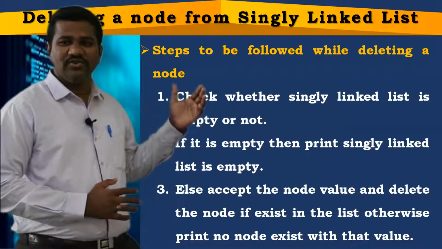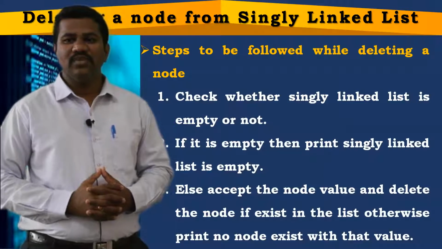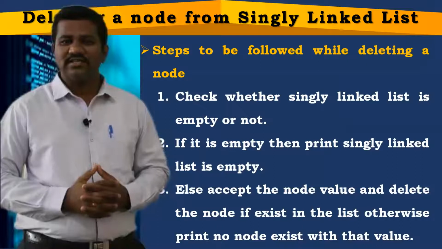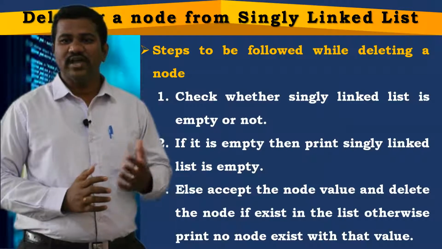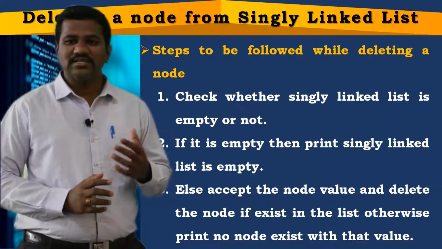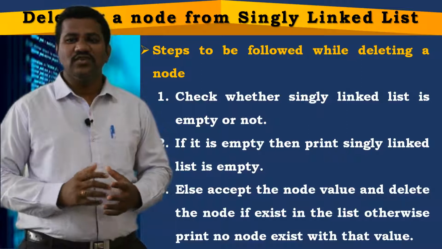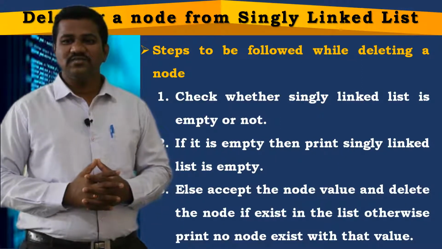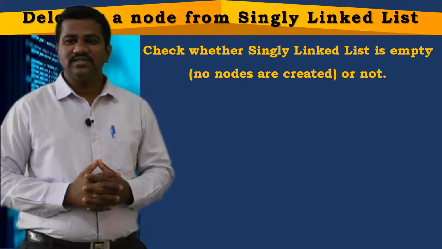The first thing is we need to check whether the list is empty or not. If the list is empty, we need to print that the single linked list is empty, or else we need to accept the node which the user wants to delete, and check whether this node exists in the list or not. If it exists in the list, we need to delete that particular node. If it does not exist, we need to print that no node exists with that value, right? So these are the steps that we need to follow in order to delete a node from a single linked list. Let us see one by one.